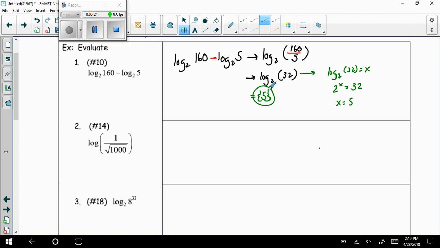Moving on. Now we're looking at a problem where it's already condensed, so I want to expand it. I want to break it into pieces. So in this example, we have division. So when we split it up, I need to split it up using subtraction. So we can rewrite this as log. If you want to use base 10 here, you can. I'm assuming that you know that this is a common logarithm, so the base is 10. So this becomes log of 1. It's division, so we're subtracting, minus log of the square root of 1,000.